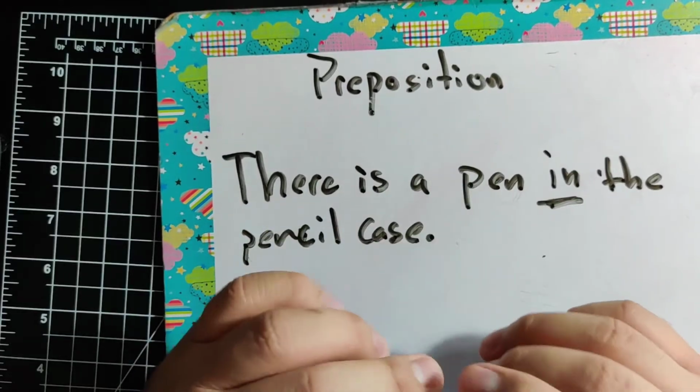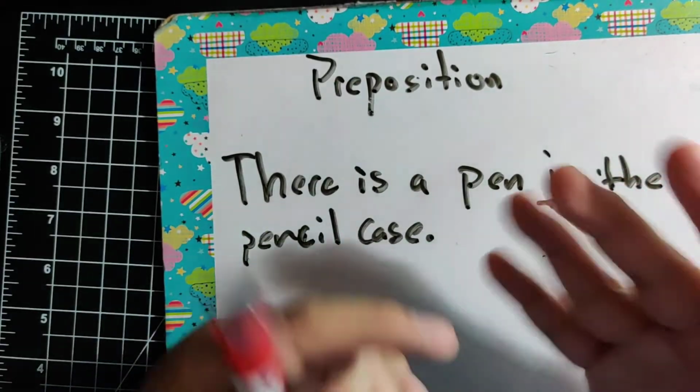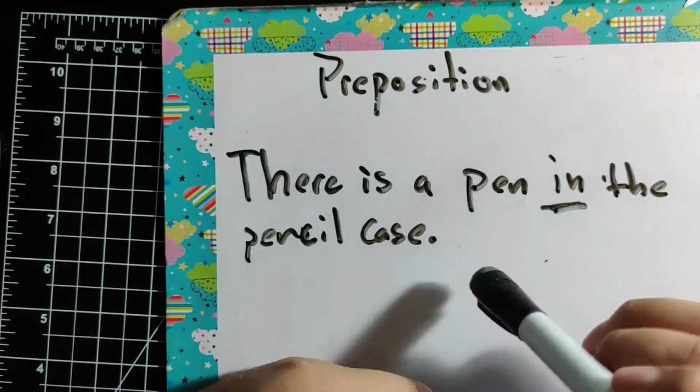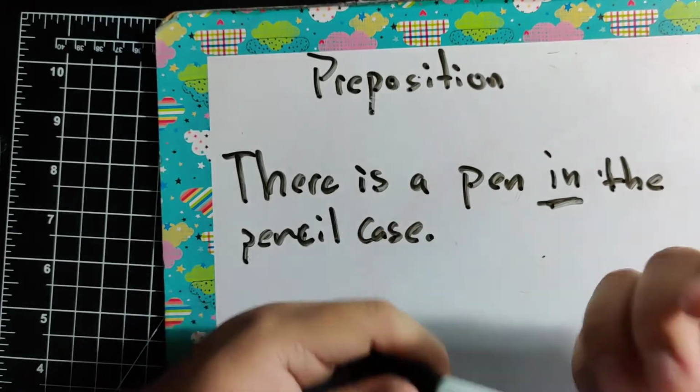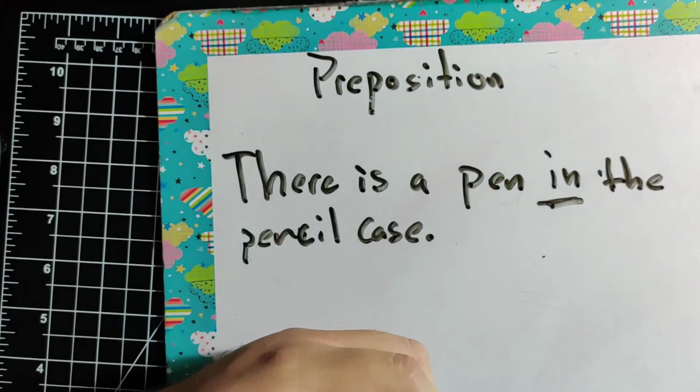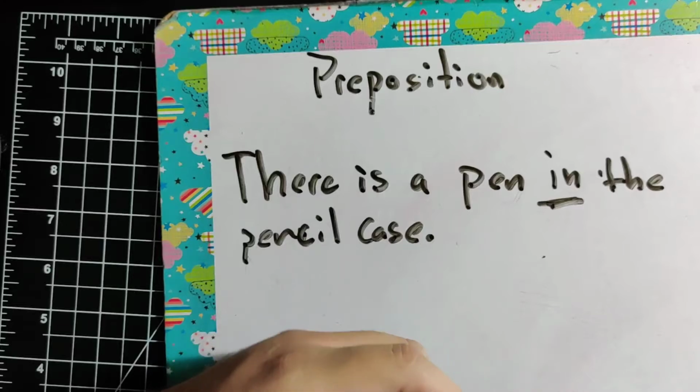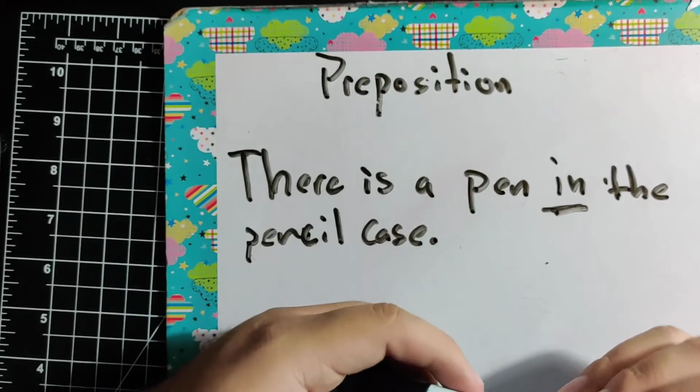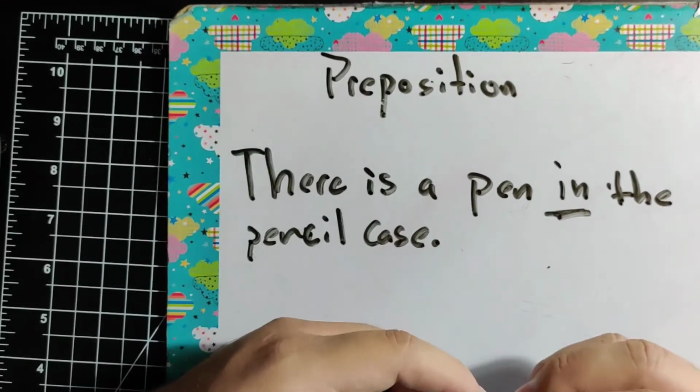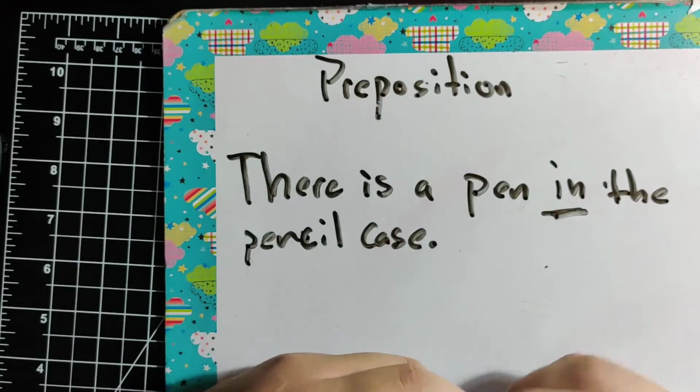Same thing. You guys can use this to say directions. You guys can use this to tell someone where it's at. For example, hey, where's your laptop? Oh, my laptop is on my bed. It's on my bed, or under my bed, or in my backpack. See? That's how you can use it.